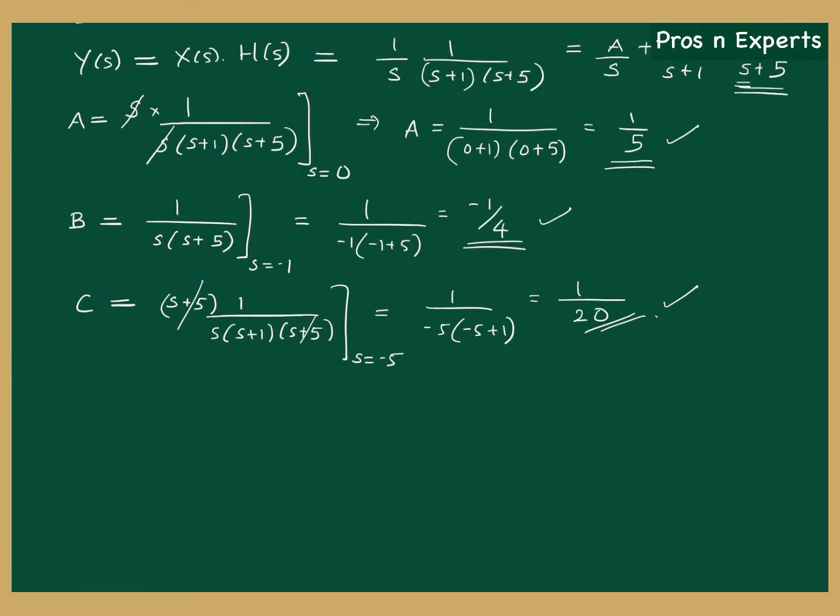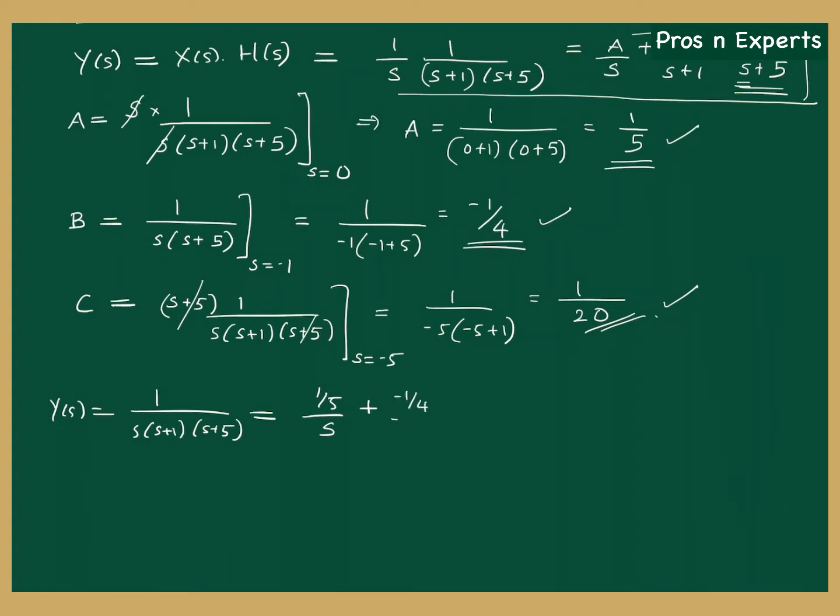Now things are very easy. Just put A, B and C in this equation. That will give you Y(s) equal to 1 by s into (s plus 1) into (s plus 5), which is equal to A by s, where A is 1 by 5, so (1 by 5) by s, plus B is minus 1 by 4, so minus 1 by 4 divided by (s plus 1), plus, and finally C is 1 by 20, so 1 by 20 divided by (s plus 5).